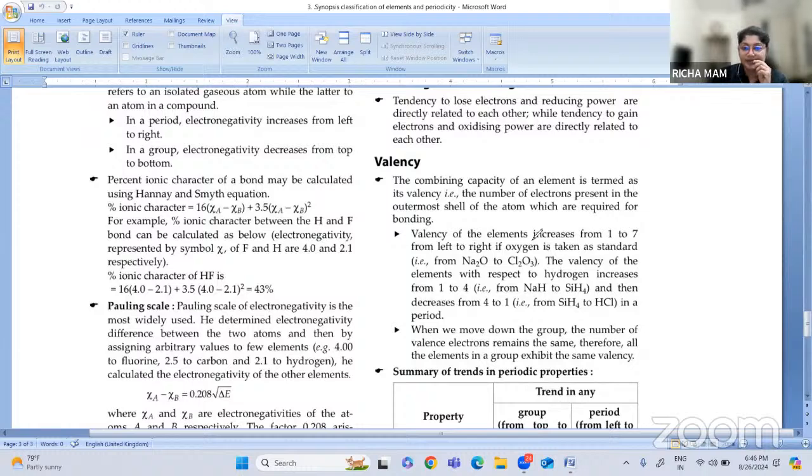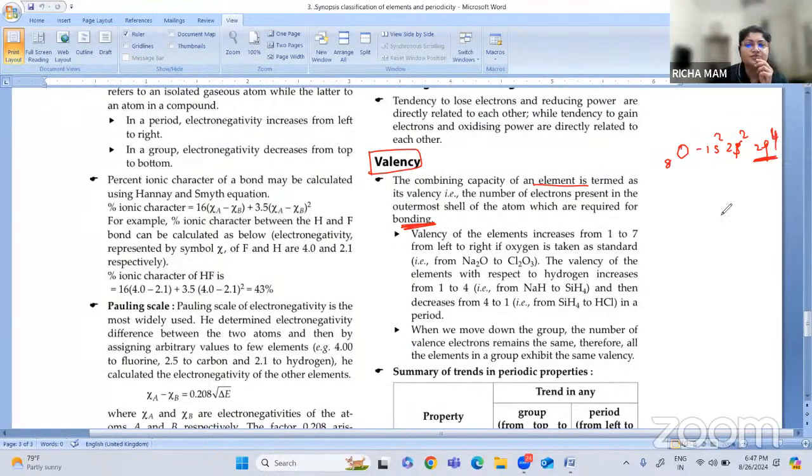Next is valency. What do you mean by valency, students? Valency is the combining capacity of an element, how the element will combine. So that is explained in terms of valency. It is the number of electrons in the outermost shell of the atom which are required for bonding. Suppose oxygen: 1s2, 2s2, 2p4. So how many electrons are there? Four electrons are there.